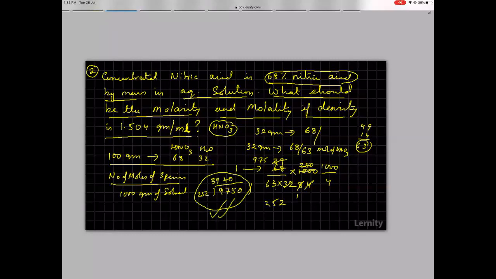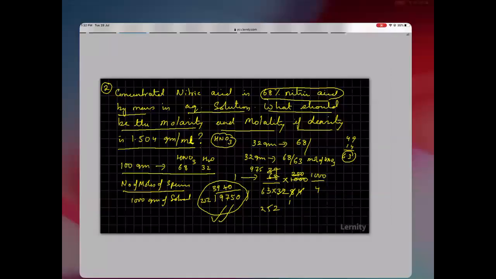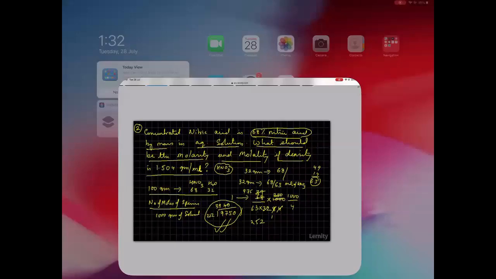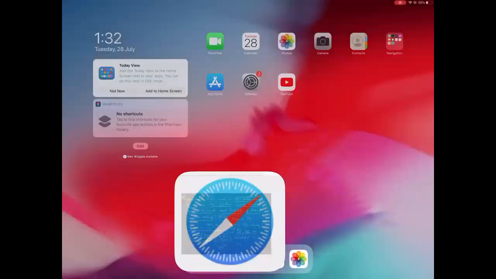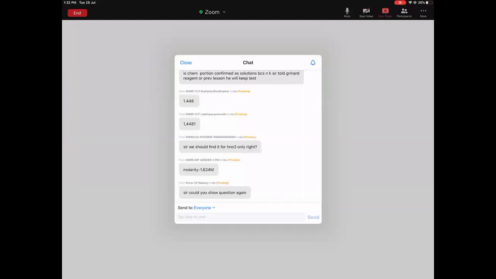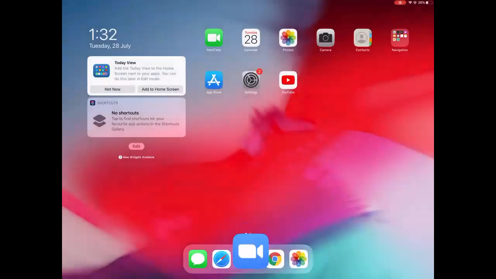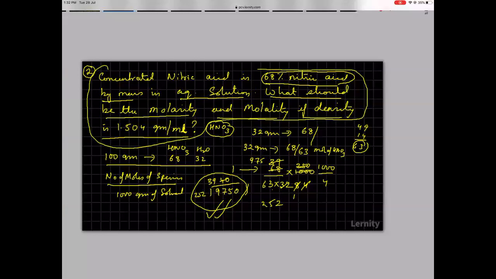Molality is the number of moles of a species per 1000 grams of what we consider to be the solvent. Here is the question. It's a textbook question number 4 with some small change in it.